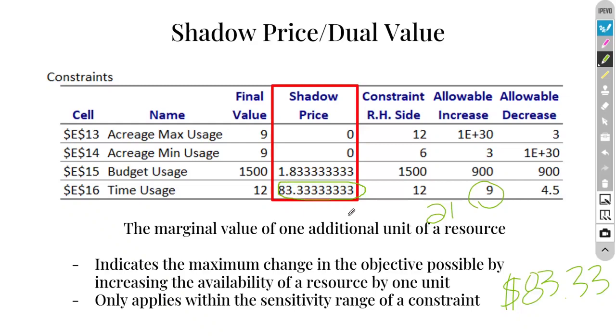But let's say she decided to add 10 extra hours of time, our shadow price is going to change. Yeah, so we can't guarantee after adding 10 hours worth of time that we'll actually be able to earn $83.33 on each additional hour. So, these are all of the pieces of our sensitivity report in Excel. Hopefully, this helps you in better understanding the sensitivity report and sensitivity analysis in general.